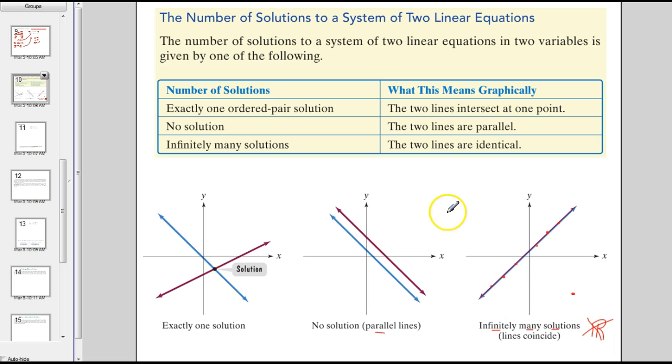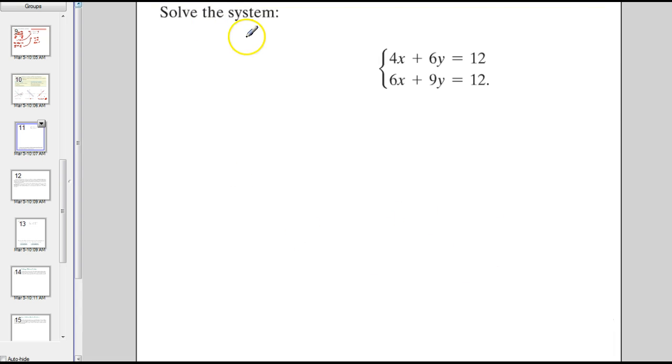That does not apply when there's more than one variable. We can't just say all real numbers work because in this case they don't. All real numbers don't work. Or all ordered pairs of real numbers, I should say, don't work.